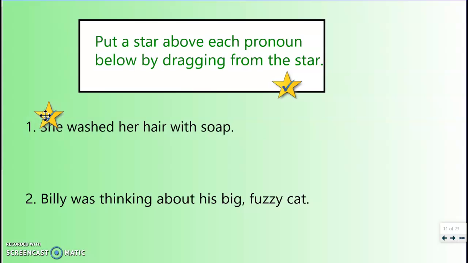Number 2 says, Billy was thinking about his big fuzzy cat. Okay, there is not a pronoun in this sentence, but what if we took the word Billy? Isn't Billy a person? Could anybody think of a pronoun that we could put in place of Billy? We could put the pronoun he. We could say he was thinking about his big fuzzy cat.